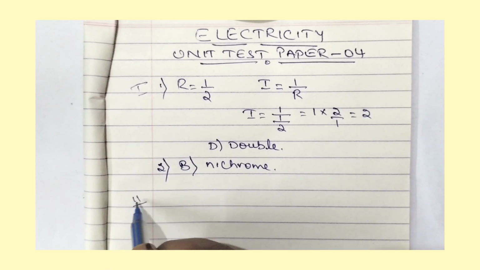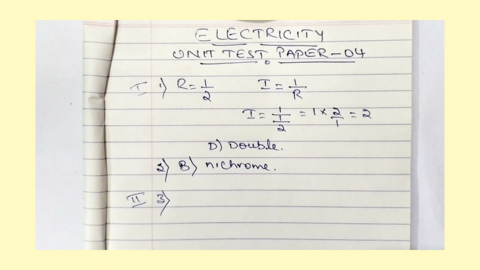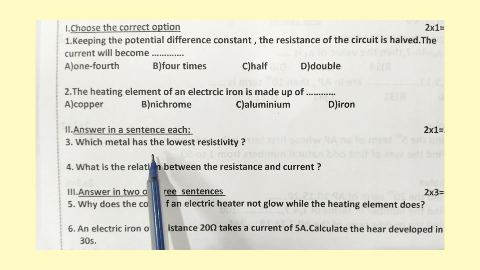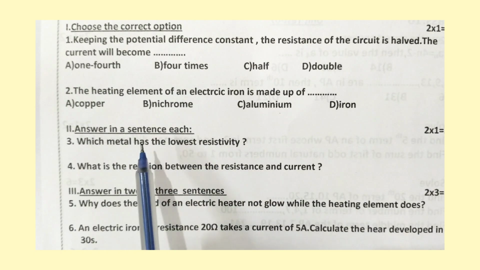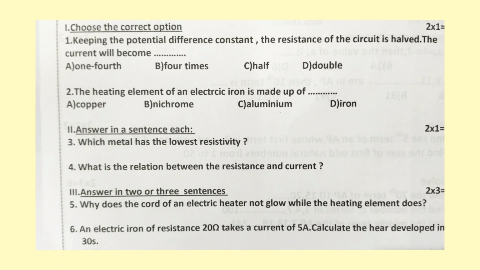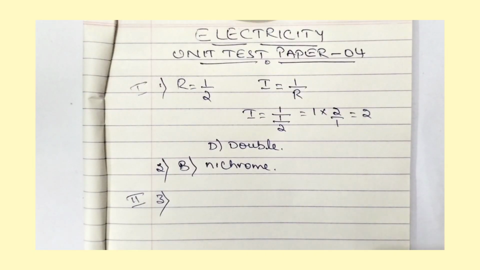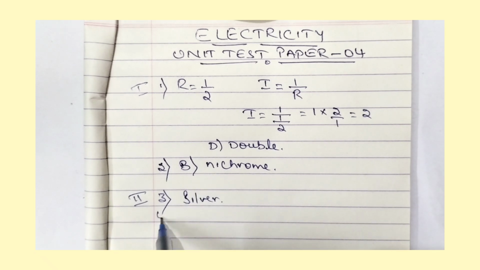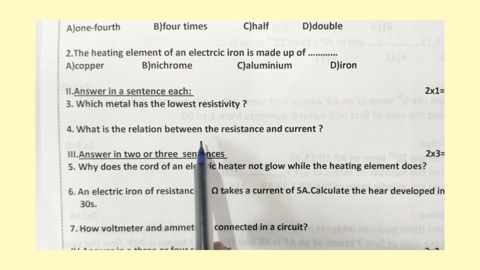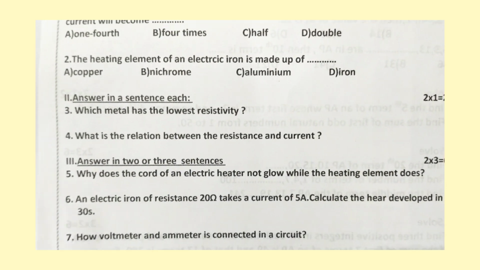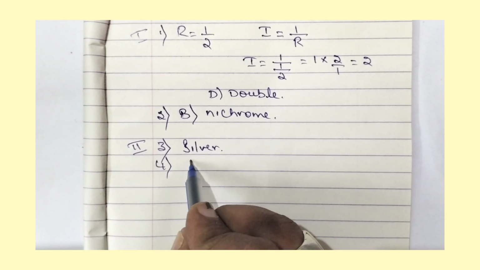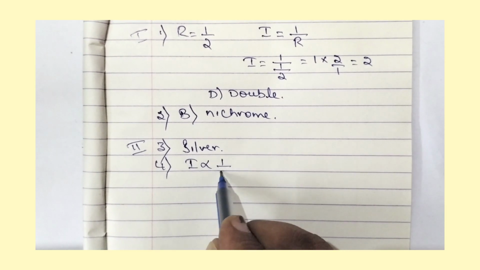Now let us move to question number 3. Which metal has the low resistivity? So among all the metals, which is the metal that has low resistivity? That is silver. Therefore silver is the best conductor. Then fourth question, what is the relationship between current and resistance? So current and resistance relation is, current is inversely proportional to resistance.